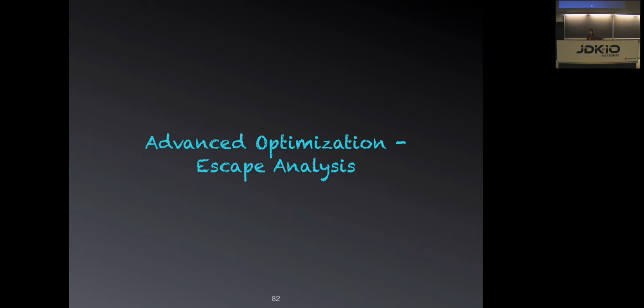Intrinsics also don't need JNI calls, right? So if you had to do it in your program, you would use a JNI call to have this hand-optimized code. But intrinsics don't need that. So it's really, really fast.